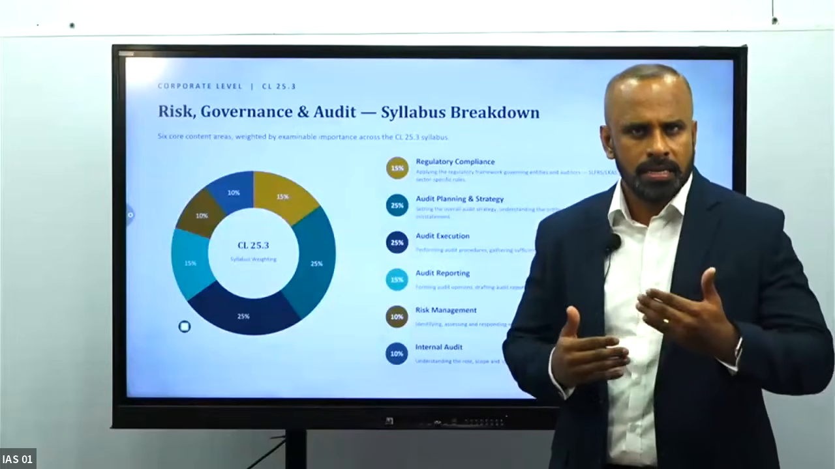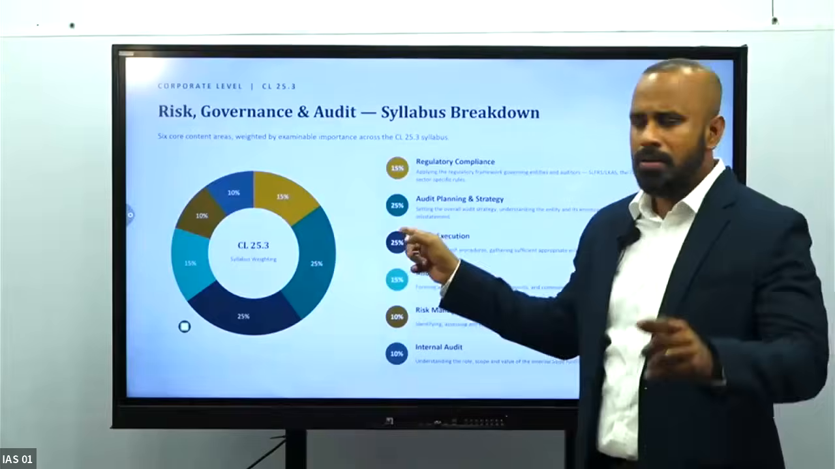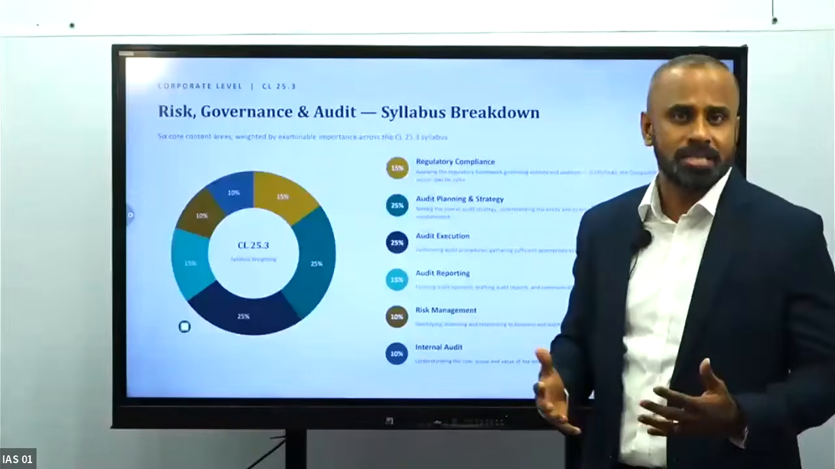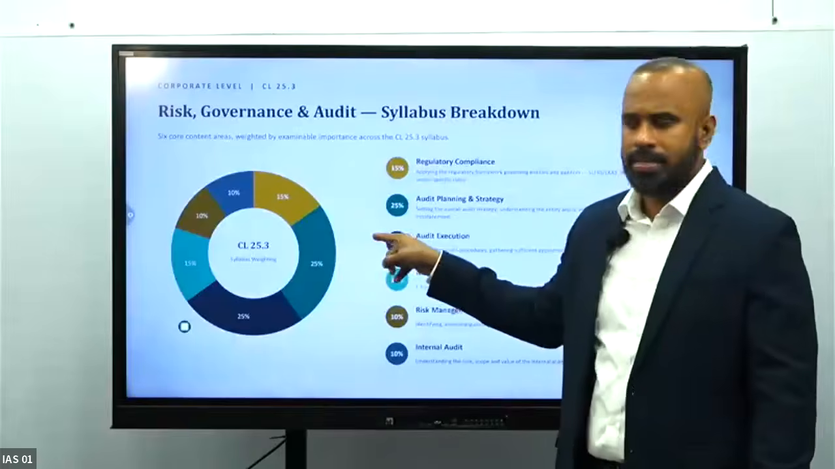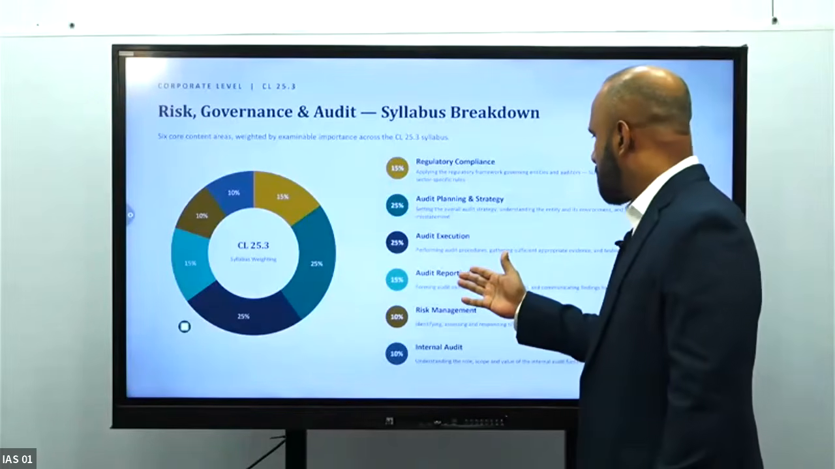You would have learned in AAT, executive level, business level, this area, but here we learn audit planning and strategy at a much more application level. So 25% of the syllabus is coming from that. Then audit execution, that's the gathering of audit evidence, for 25% of the syllabus.